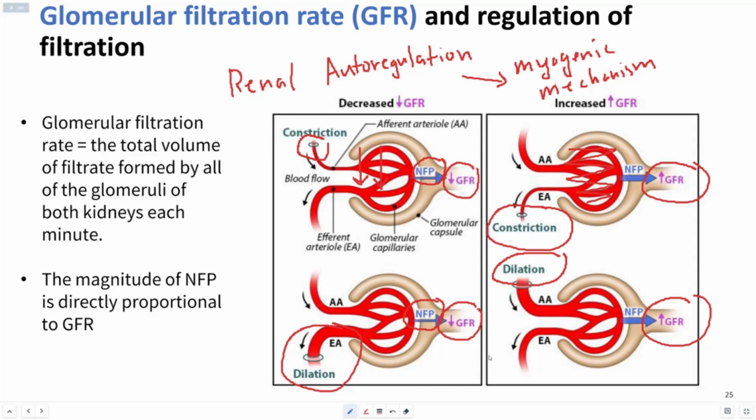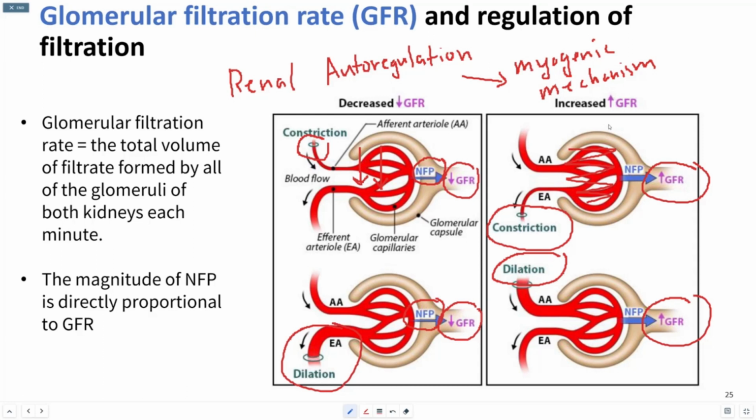So the magnitude of the NFP is directly proportional to the GFR. Just remember that when you increase the systemic blood pressure, which will cause additional blood volume to enter the afferent arteriole, you want to protect your kidneys. Therefore, stretching the arterial wall will lead to vasoconstriction, and then the afferent arteriole will allow less blood to enter, protecting it from any kind of damage by pressure. This compensates for higher blood pressure.